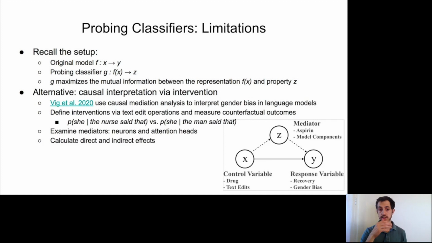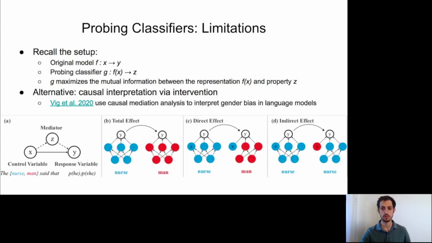We'd like to calculate direct and indirect effects. Direct effects flow directly from x to y. Indirect effects flow from x to z. Those indirect effects enable us to tell something about the internal component z that is linked to the behavior of the model, which is measured via the response variable y. We have some illustrations for the way this works. You might start with the word nurse and change it to man and measure different kinds of effects.